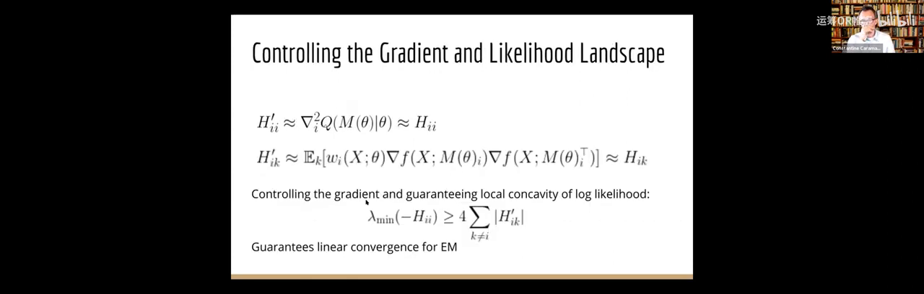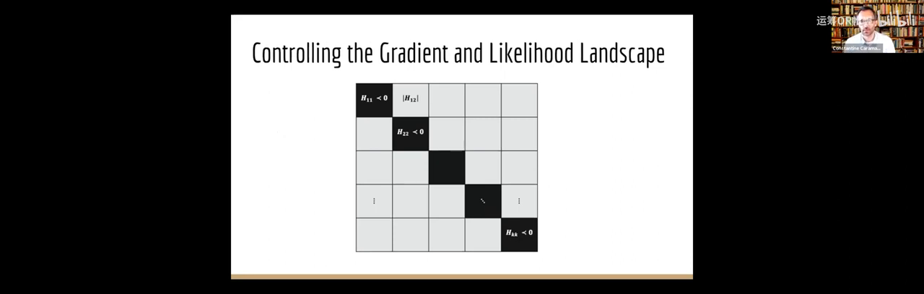And so what I'm calling here H dash are the quantities related to EM, and H are the quantities related to the likelihood. And we can show that these are very, very close. Essentially what this means is that what we need to guarantee linear convergence of EM is essentially the same conditions that are sufficient for guaranteeing that the likelihood is itself concave. And this is basically this picture.